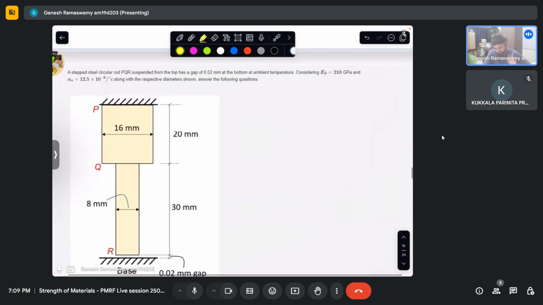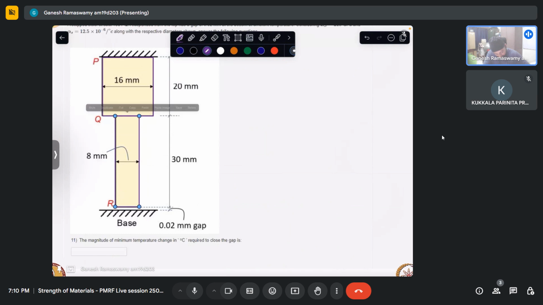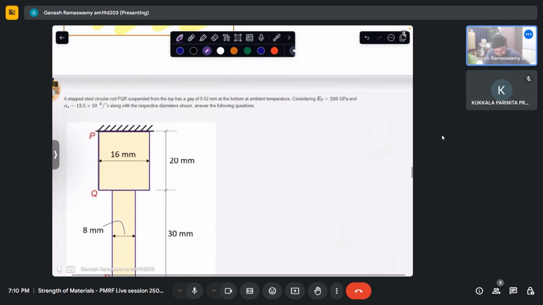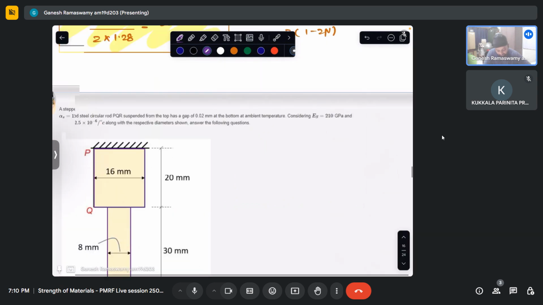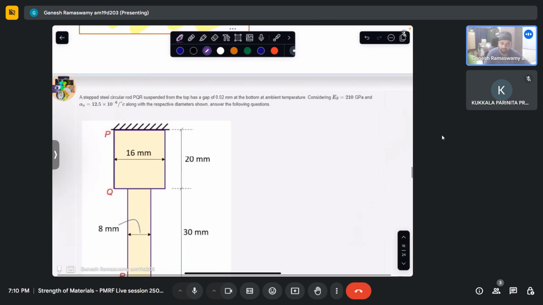So let us look at this question. A stepped circular rod PQR. So I have a stepped circular rod like that, which has two different diameters. So let me draw it first. Let this be the other one. Very well. So it has a gap of 0.02 mm from the bottom. So it is not exactly touching, but there is a gap of 0.02 mm at the bottom at ambient temperature, at the temperature at which it is measured.